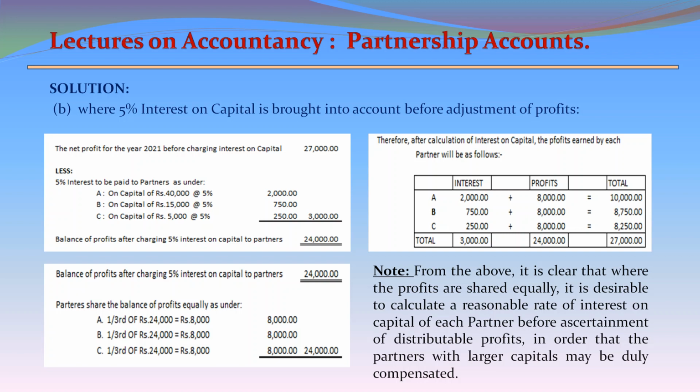From the above, it is clear that where the profits are shared equally, it is desirable to calculate a reasonable rate of interest on capital of each partner before ascertainment of distributable profits, in order that the partners with larger capitals may be duly compensated.